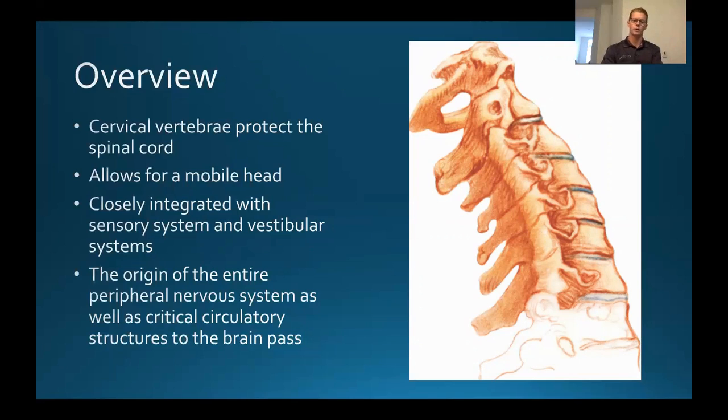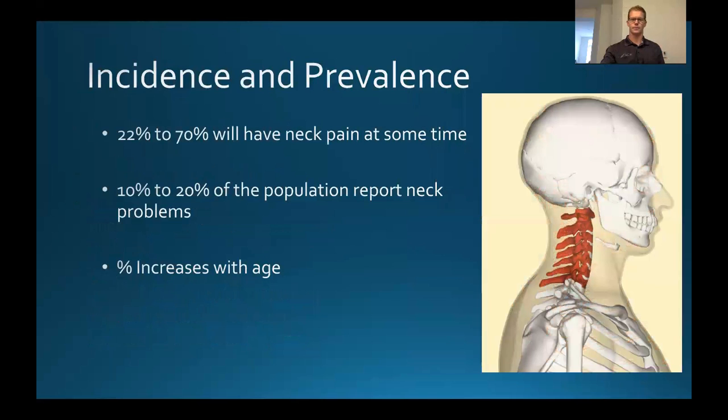And also, as an overview, the origin of the entire peripheral nervous system, as well as primary circulatory structures, pass through this region. So the carotid arteries, the vertebral artery, jugular veins, everything is going to be passing through this region. So we need to make sure that it's well protected.